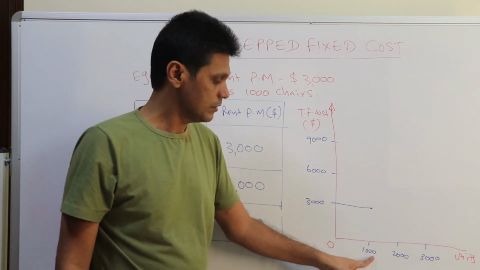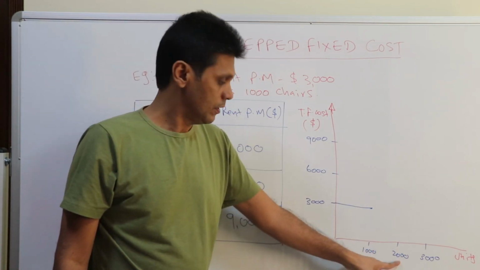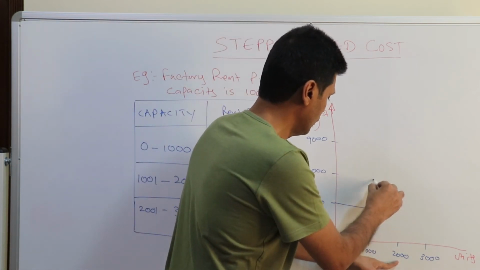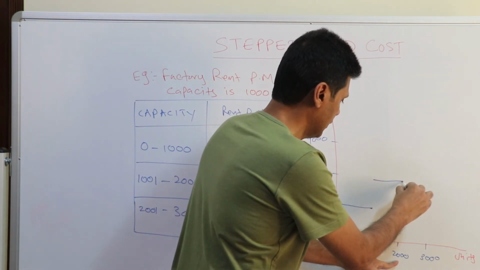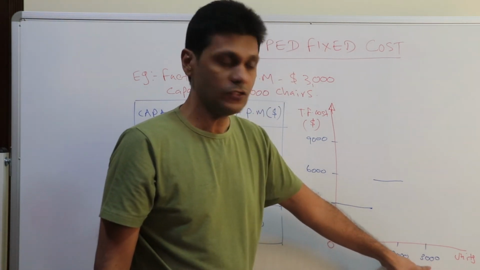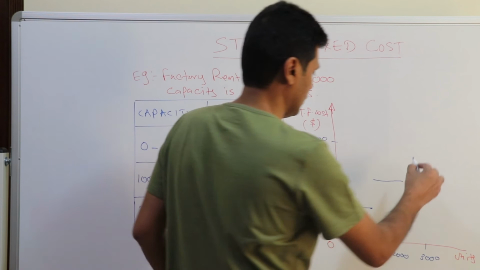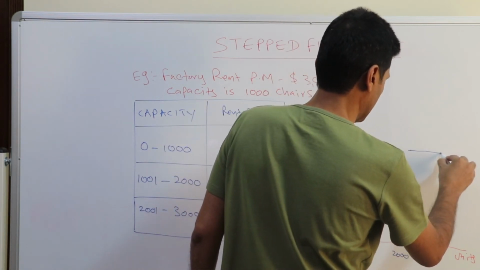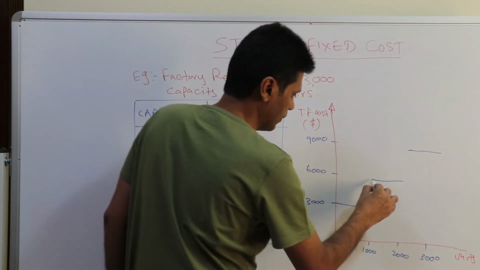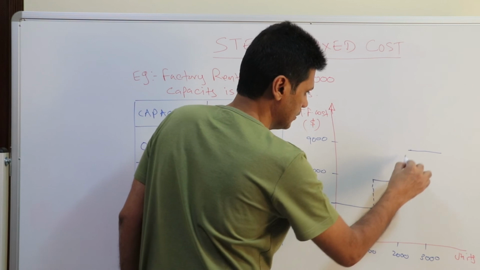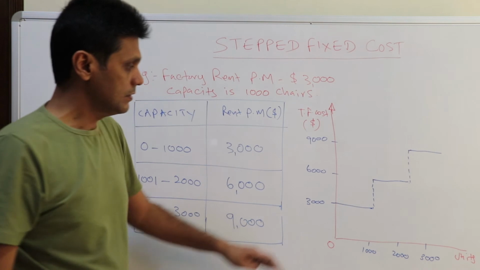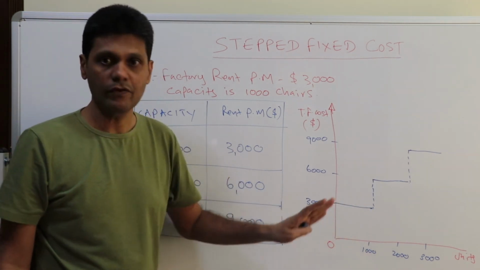Beyond 1,000 up to 2,000, the cost will be 6,000. From 1,000 to 2,000 it will be 6,000. Then from 2,000 to 3,000, the cost is going to be 9,000. That will be a straight line, it's fixed. So basically this graph will look like a staircase. This is how the step fixed cost graph will look.